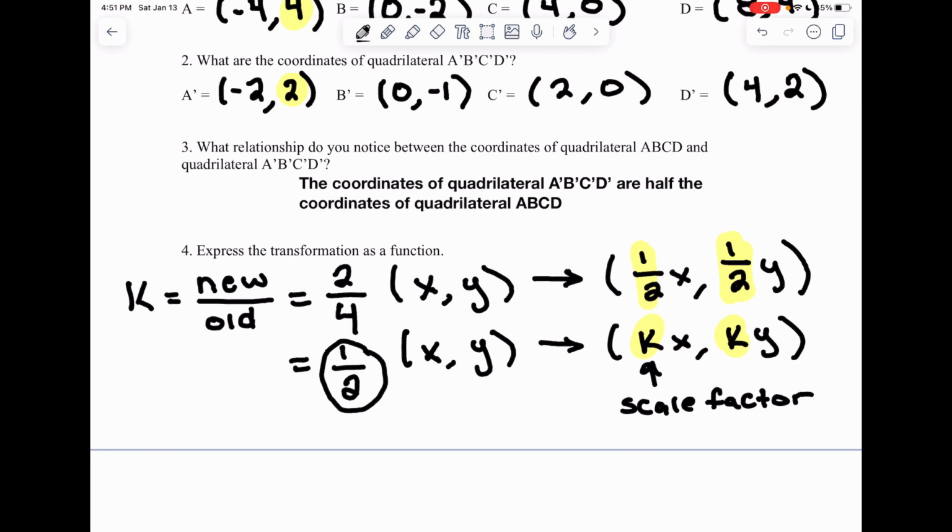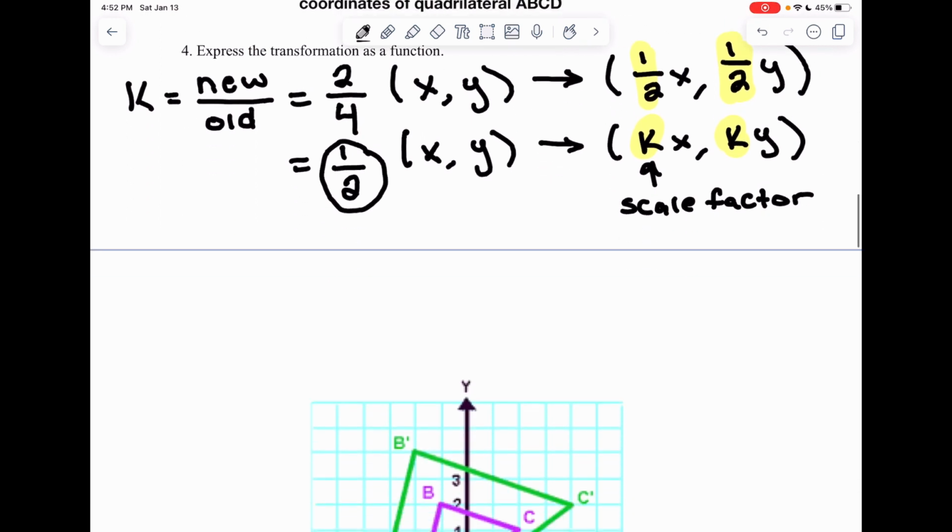Now, if you notice, every single point has the same scale factor. So it doesn't matter which point you use to place a new one over an old one in order to find your scale factor for the dilation. Let's try another one.